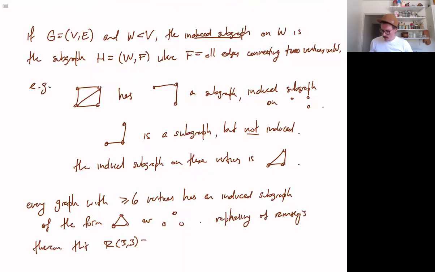R(3,3) equals 6. So this is, in this language, just a way of restating the fact that if you have 6 people in a room, you always have a group of 3 mutual friends or 3 mutual strangers. In the language of graphs, that's saying if you have a graph with at least 6 vertices, then you have either 3 vertices that are all connected to each other, which forms this induced subgraph, or 3 vertices, none of which are connected to each other, which forms this induced subgraph.